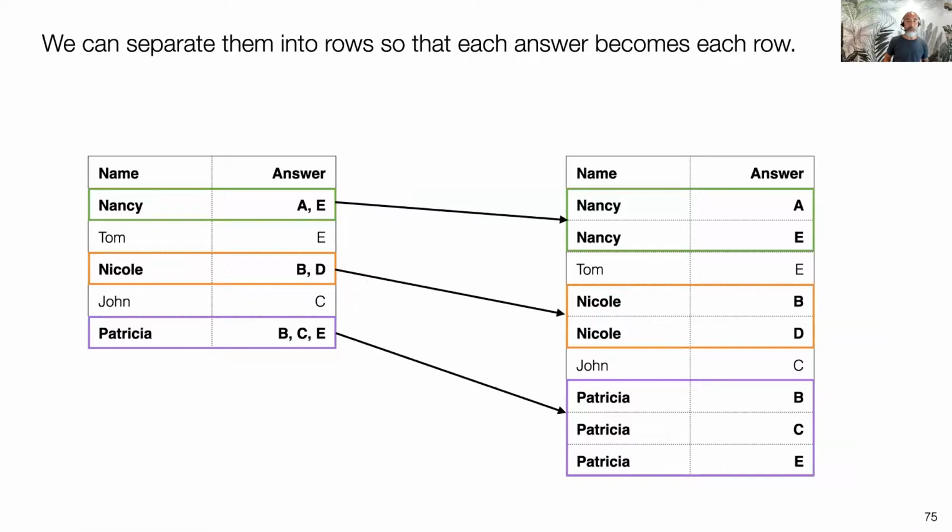So what I'd like to do is separate each answer into each row. Then I can do a counting based on the number of rows. So for example, in this case, Nancy answered A and E, and I want to transform this data into Nancy answer A, Nancy answer E. In this case, Nancy is repeated as many times as she has answers. However, if I'm just focusing on the answer column, then I can answer the question of how many A, how many B, how many E.